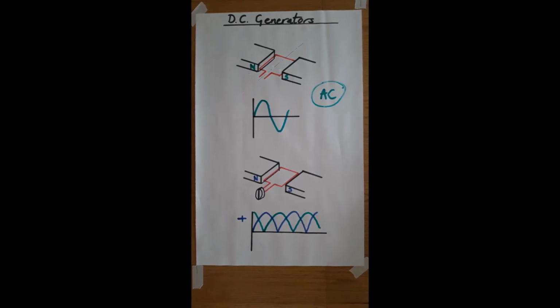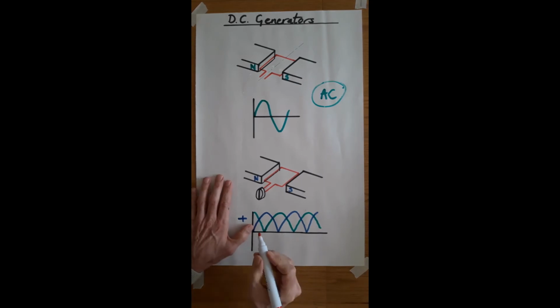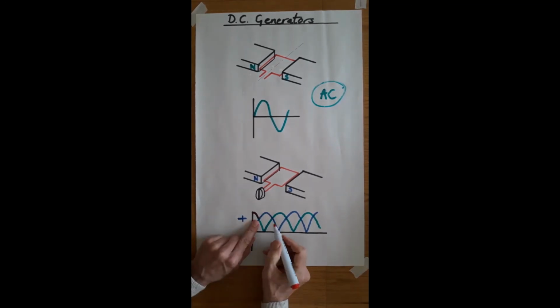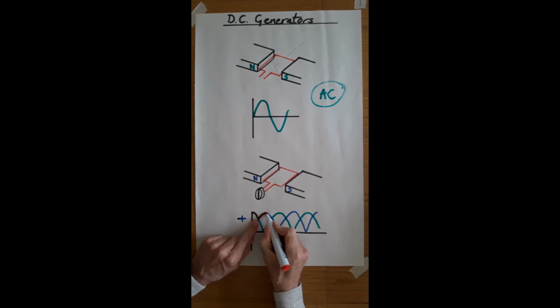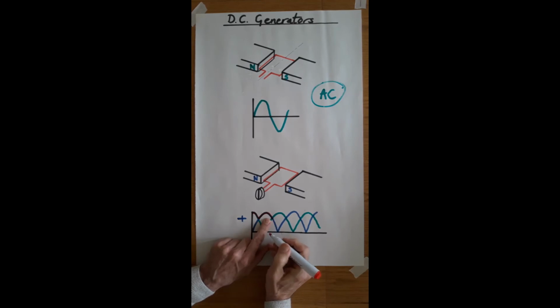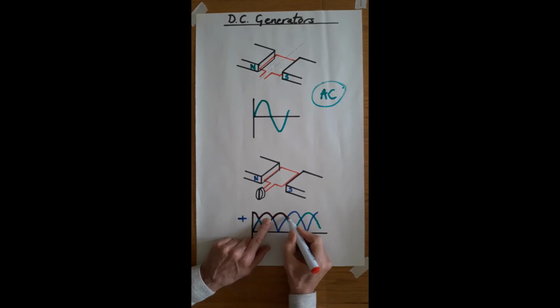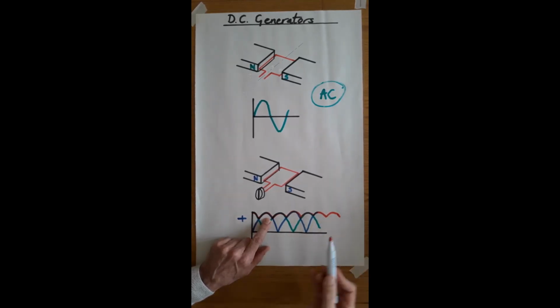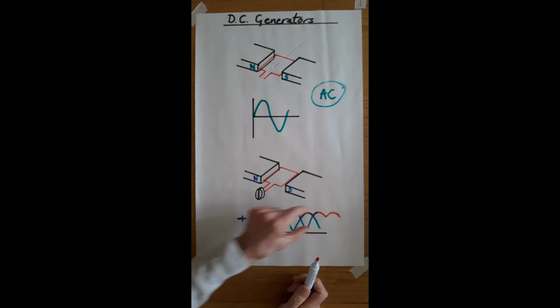So if I try and explain what is happening now, because this looks a bit of a mess, the commutator will have this particular loop within the coil. And then it switches. The next set of segments on the commutator will come into play and they'll allow the output from that particular loop to conduct. And then we switch to the first one, and the second one, and the first one, and the second one, and the first one. So the DC output has now much less ripple.